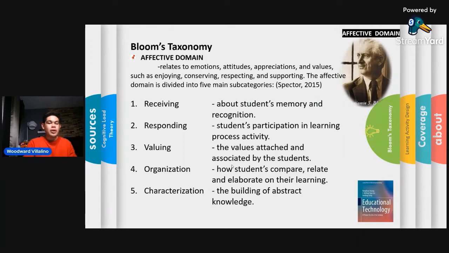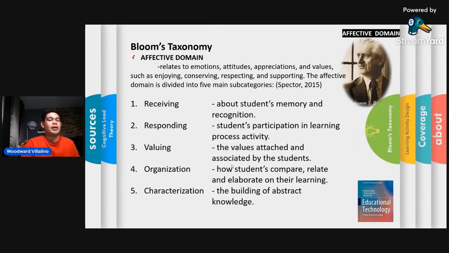Okay. Number 3, we have the valuing. Students attach and associate a value or some values to an object. They associate a value to an object that they are learning, to a phenomenon, to a piece of information that they have learned from you, and even the knowledge that they acquired. So valuing is basically the values that are attached and associated by the students. So, how do they associate the learning?